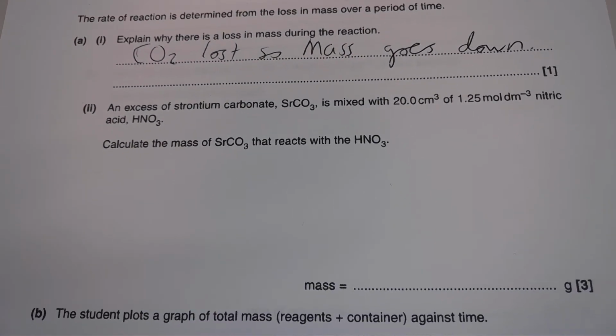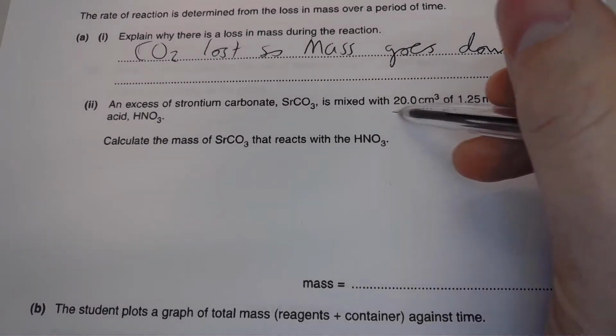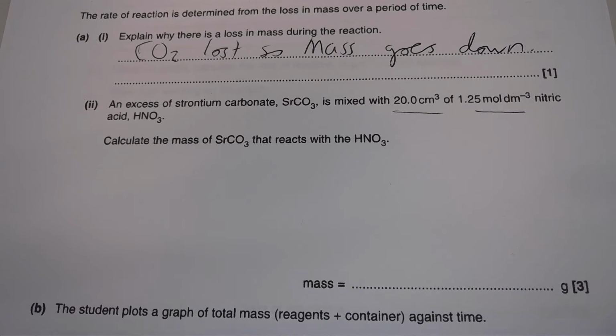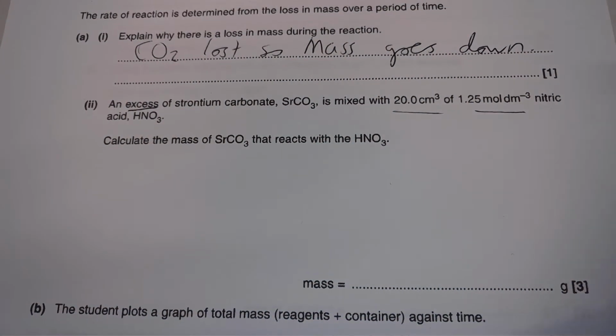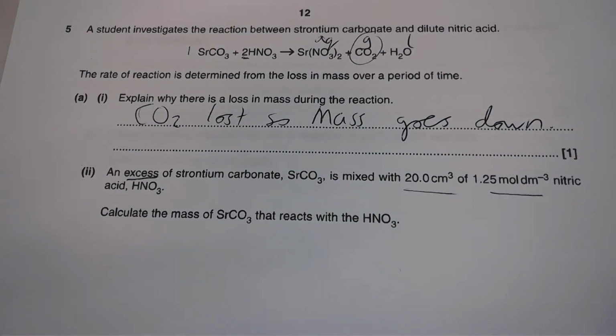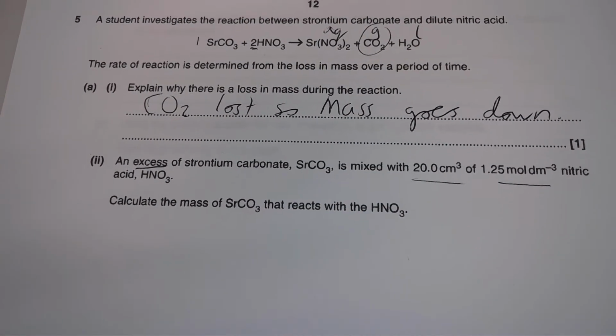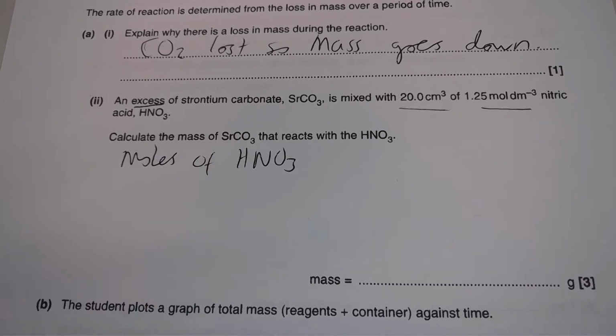Okay, an excess of strontium carbonate is mixed with 20 centimetres cubed of that concentration of nitric acid. Calculate the mass of strontium carbonate that reacts. So we know it's an excess, so we need to know how much reacts. So go back to the equation, notice that it's a 2-to-1 ratio between these two. So let's work out how many moles we have of the nitric acid. Okay, so just get my calculator.